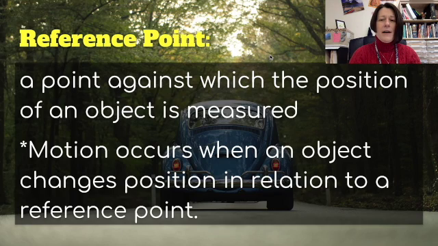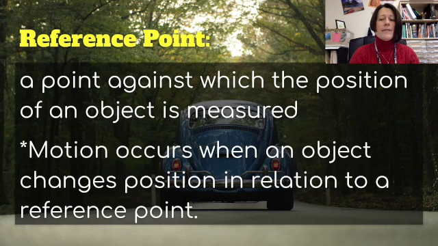Now, when we talk about motion, we need to talk about reference points. A reference point is a point against which the position of an object is measured. And motion occurs when an object changes position in relation to a reference point.